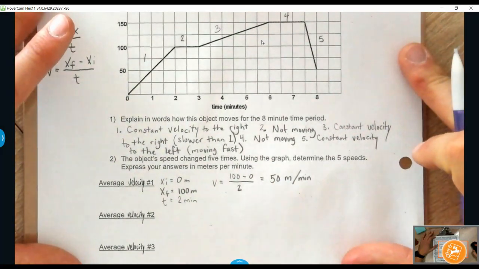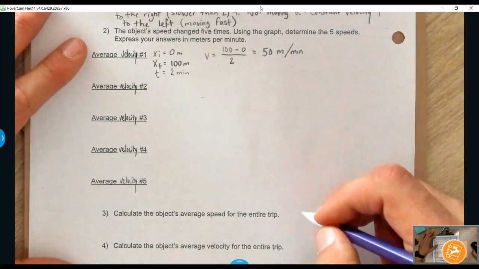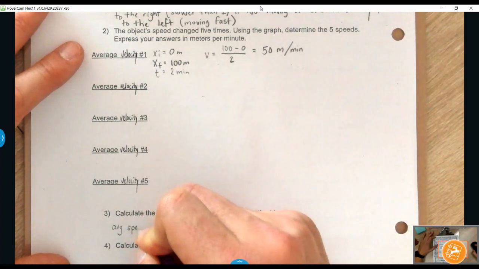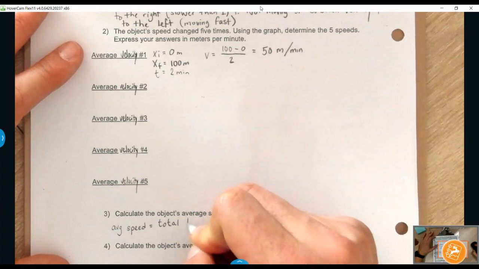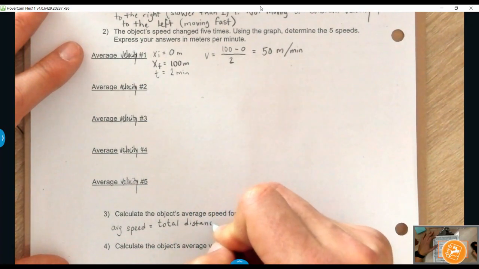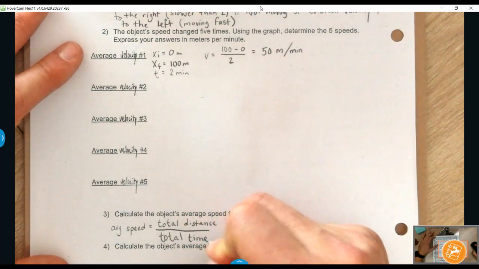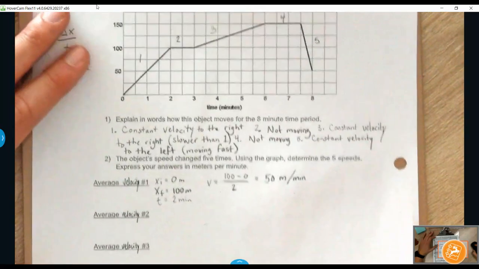Now, I'm going to show you guys how to do the average speed for the entire trip. So average speed, even though I wrote it on the front side of this, I don't have it here. So average speed is your total distance over the total time. All right, so Mr. Lombardo, cool. How do I determine that from the graph?